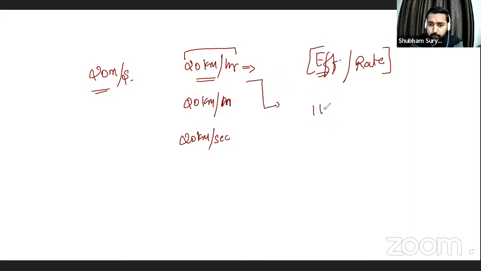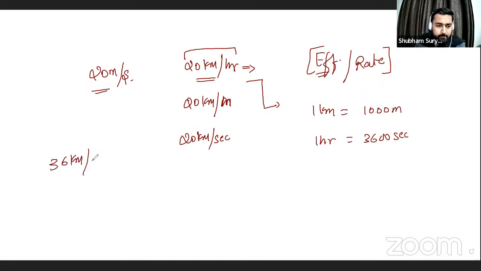Now 1 kilometer is basically equal to 1000 meters. This is known to everyone, है ना? And 1 hour is equal to 3600 seconds, guys. If you want to convert something from kilometer per hour to meter per second, let's see how we can convert. Let's say I've been given 36 kilometers per hour, and I want to convert it into meter per second. So 36, first of all, we have kilometers. है ना? So we have kilometers in the numerator and we have hour in the denominator.